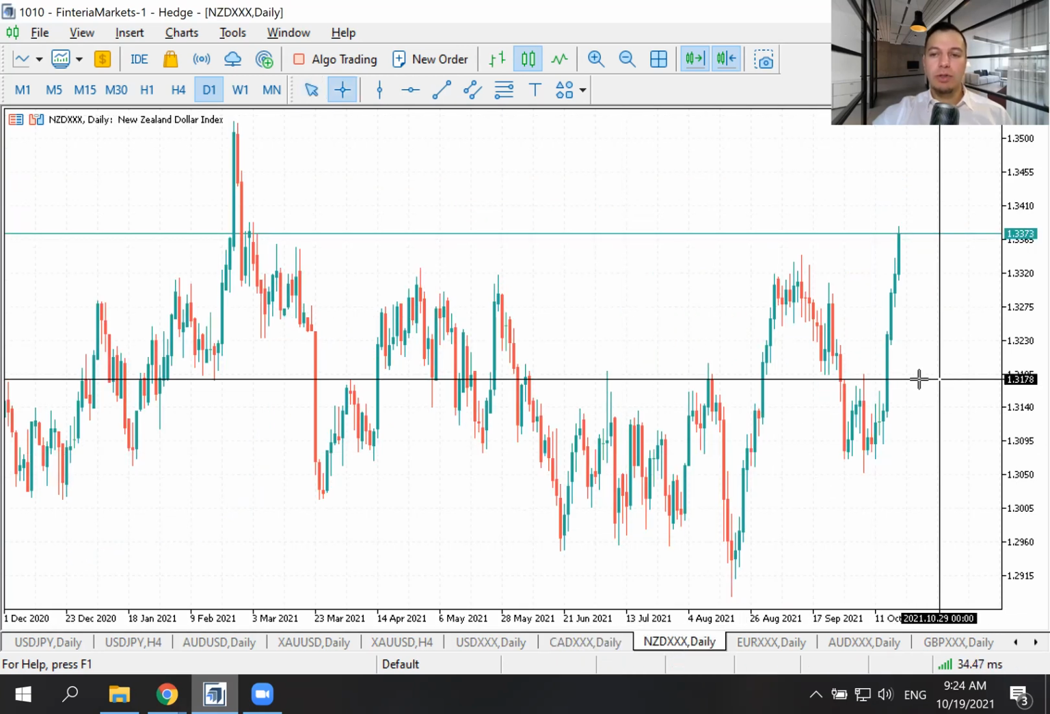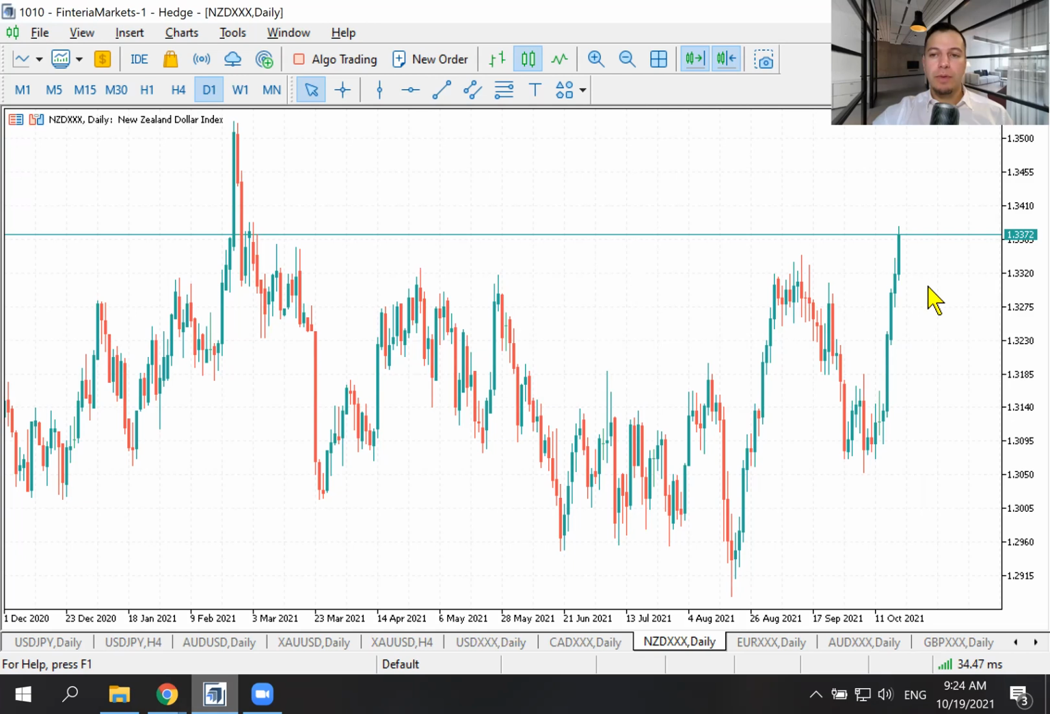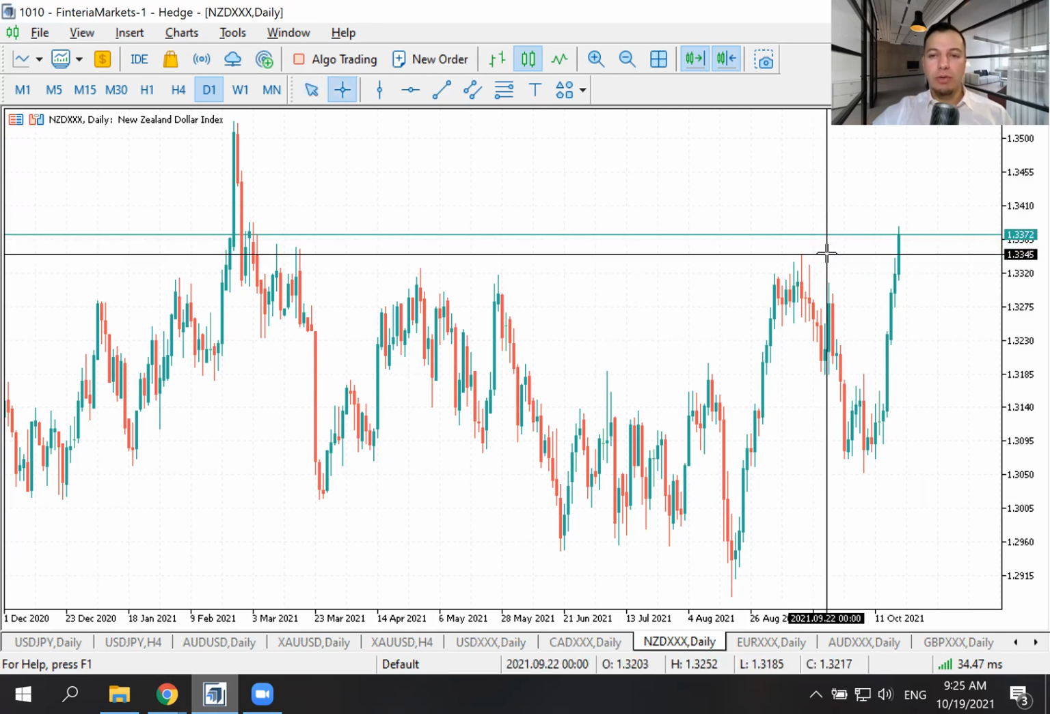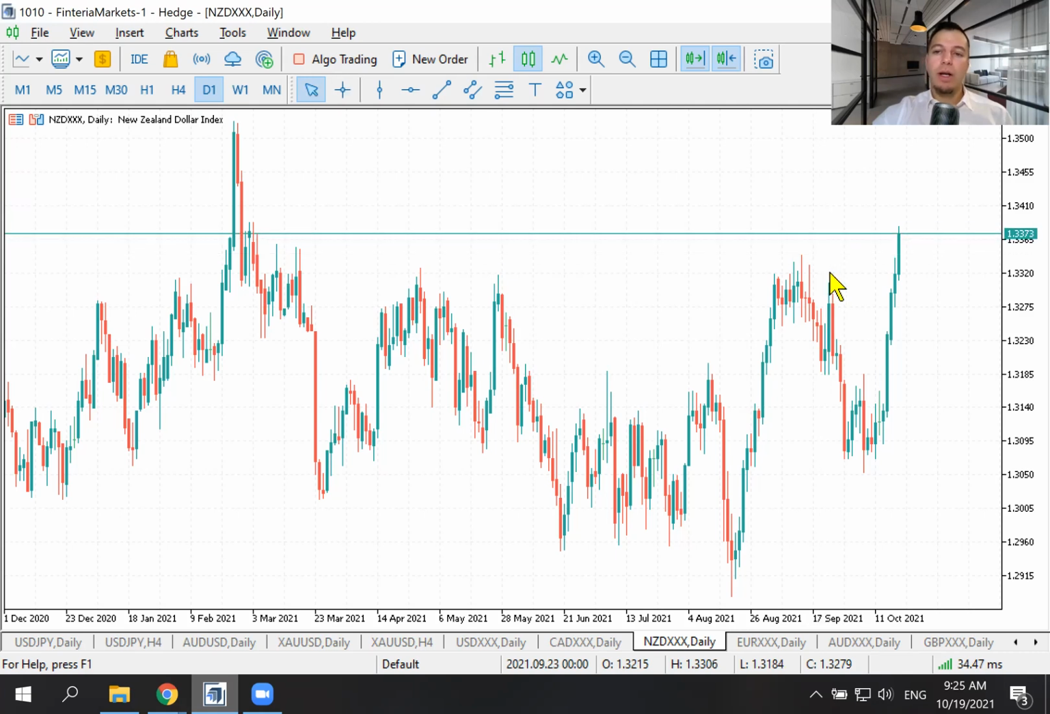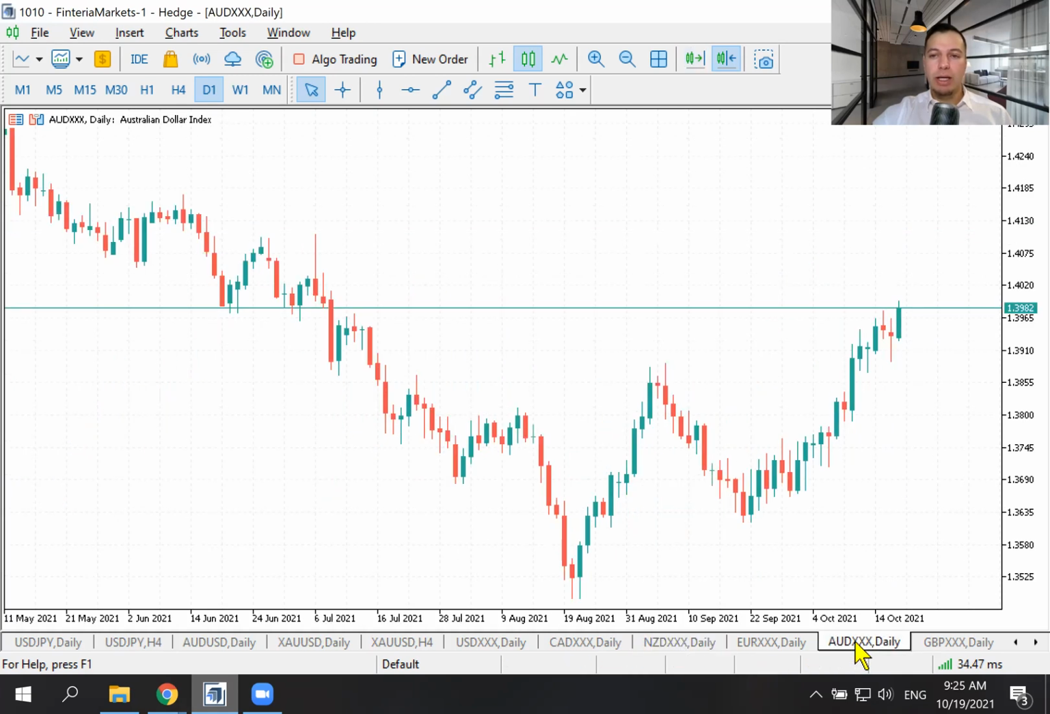Let's also check the situation on the New Zealand dollar. This currency has the strongest impulse so far. You see that it also broke important resistance levels. So far, all commodity currencies are really strong. You can also check the currency index on the Australian dollar. You can see it's also rising, and it also has nice upside potential.